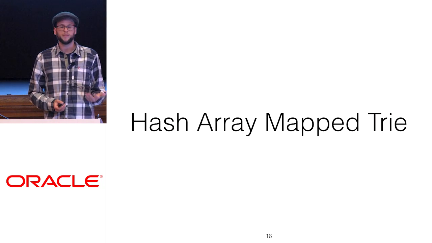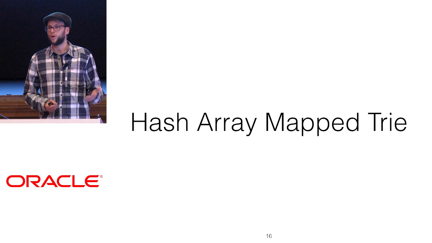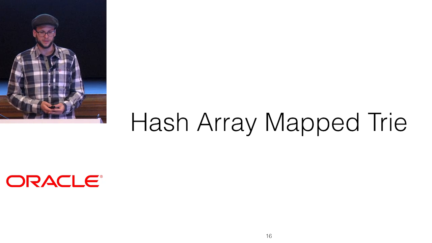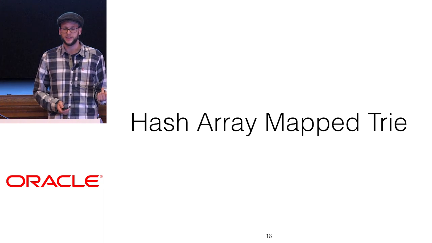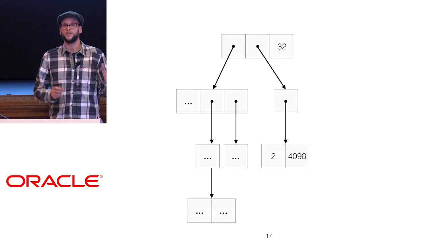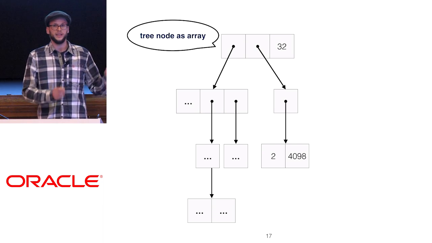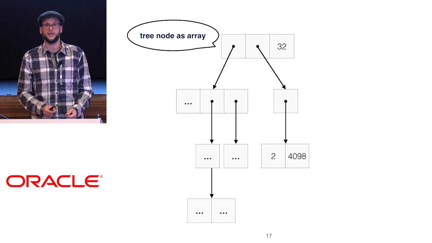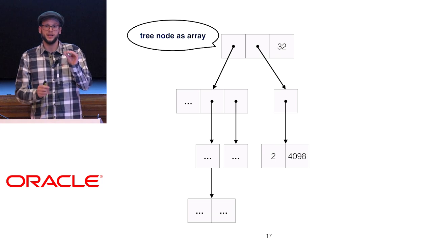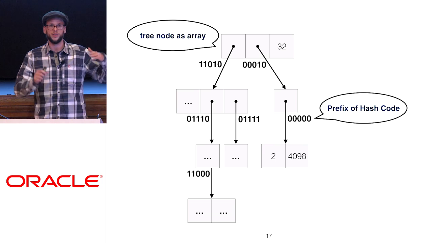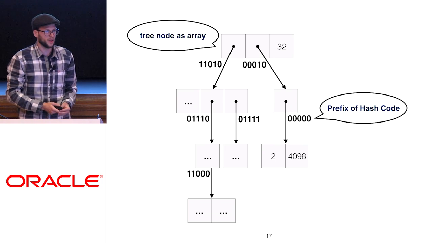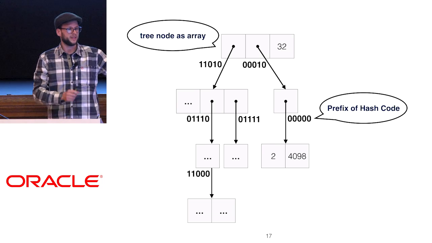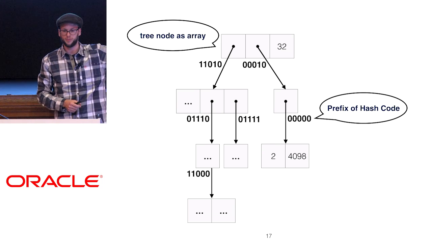And they're usually implemented as hash array mapped tries, or let's say successors to that data structure. So what is a hash array mapped trie? A hash array mapped trie is exactly such a tree data structure. One of the interesting things about it is that each node is purely an array. So you implement nodes as an array, and you encode the prefix of the hash codes in the tree structure itself. In this particular case, we will encode 5 bits per level.